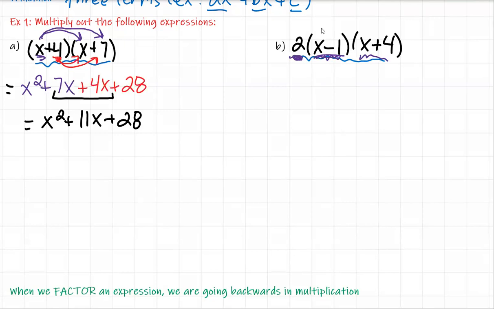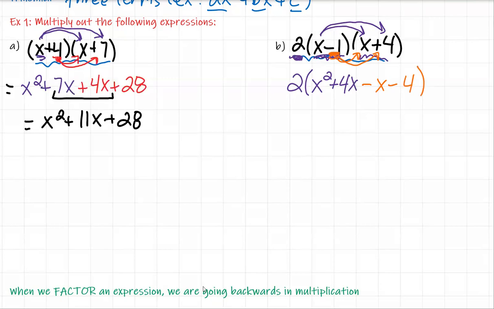So let's just do the same thing, right? Let's go ahead and distribute this x first to both terms in the second one. So I'm going to keep this 2 out here, and in parentheses, I have x squared from x times x, and x times 4, that's 4x. And then I'm going to go ahead and distribute the negative 1, right, because we have that negative attached. So negative 1 times x, that's negative x. Negative 1 times 4, that's negative 4.